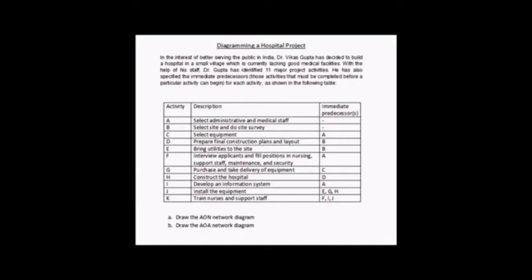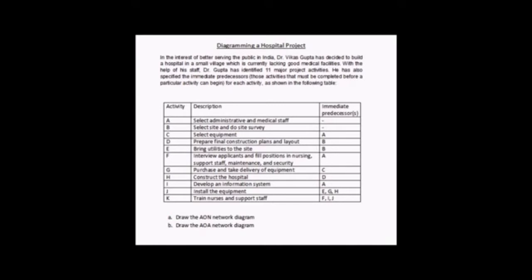Activity F is interview applicants and fill positions in nursing, support staff, maintenance, and security. Now this is dependent on activity A, which is to select administrative and medical staff. Activity G, which is purchase and take delivery of equipment, is dependent on activity C, which is to select the equipment. So only after he has selected the equipment will he make a purchase and take the delivery of the equipment.